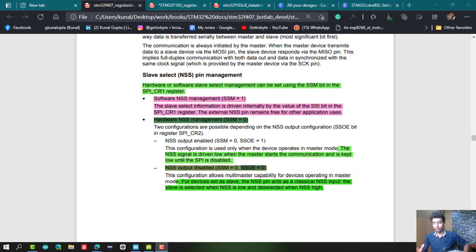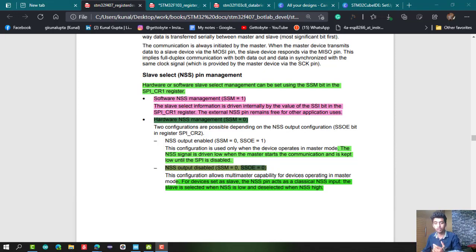So that's it for this part. This concept is important for slave select pin management in the SPI peripheral of STM32 microcontrollers: understanding how we control it via hardware and software, and which bits are required. It matters when you are working with two or three SPI devices connected on the same bus but with different NSS pins.